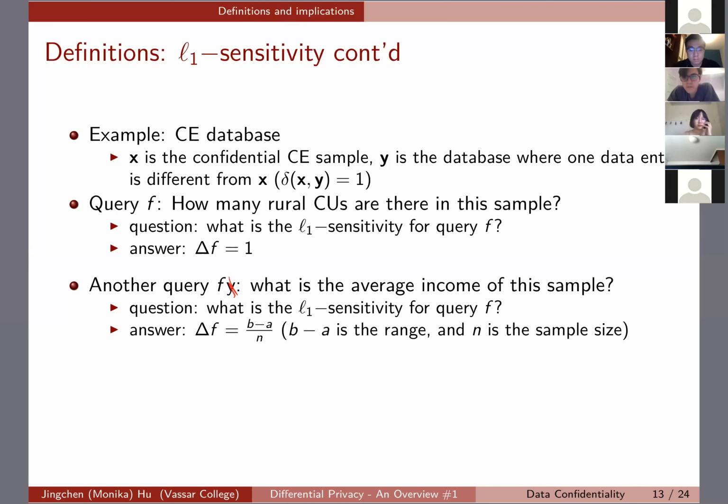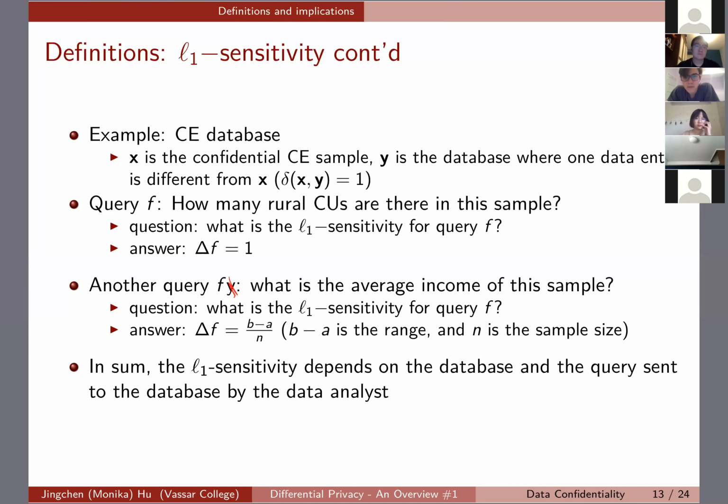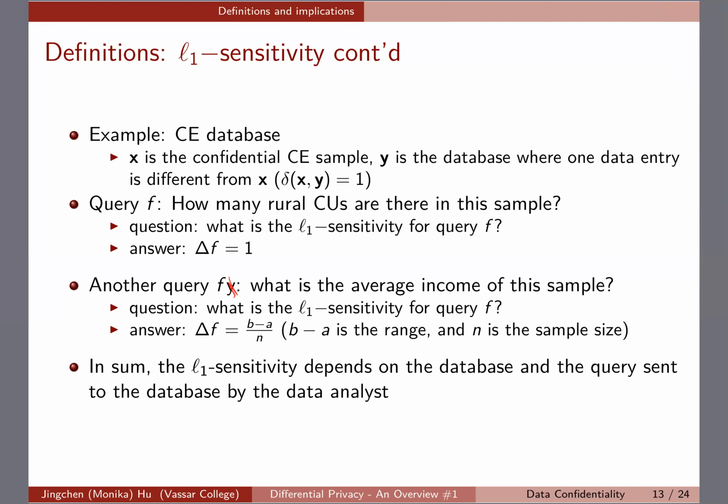That's a great question, and it's good to see that we came to the conclusion from various discussions. So in sum, L1 sensitivity depends on the database itself, and the query sent to the database by the data analyst. When we say it depends on the database, it's not so much about how to set up B and A. Like we said, you should not depend on the database itself when you think about the possible value of the maximum and the possible value of the minimum. But it certainly depends on the query itself, right?